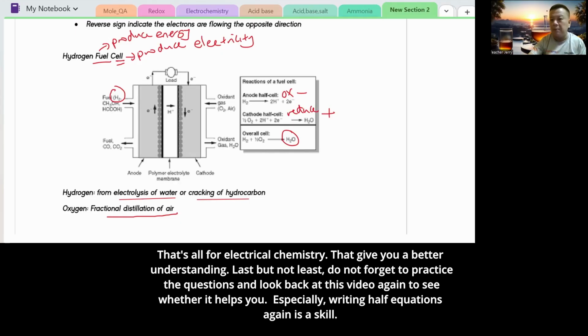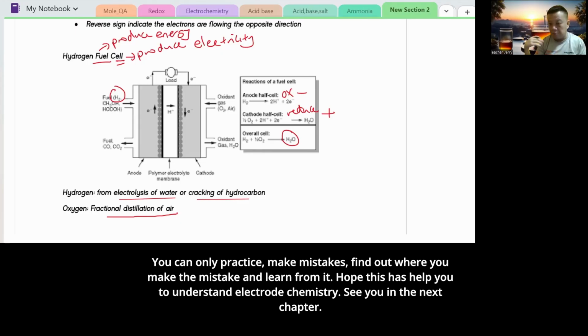Hope that gives you a better understanding. Last but not least, do not forget to go and practice the questions and then look back at this video again to see whether it helps you, especially writing half equations. Again, it's a skill. You can only practice, make mistakes, find out where you made the mistakes and learn from it.